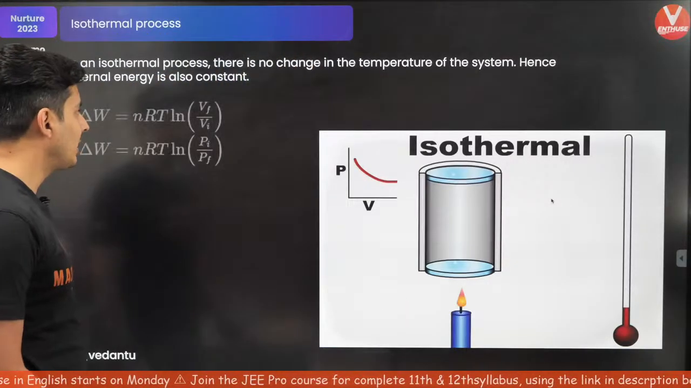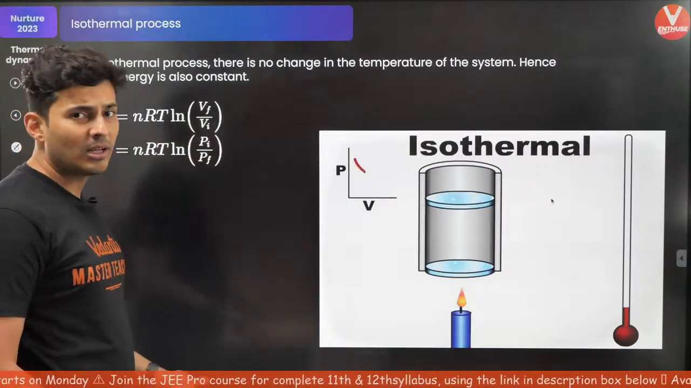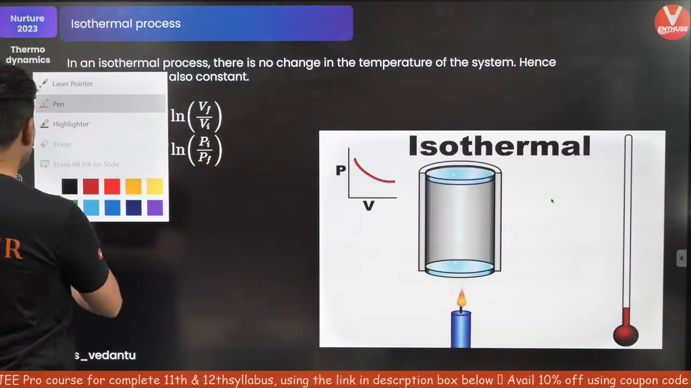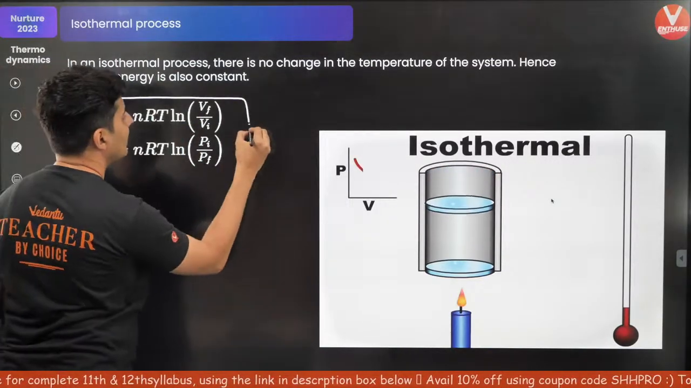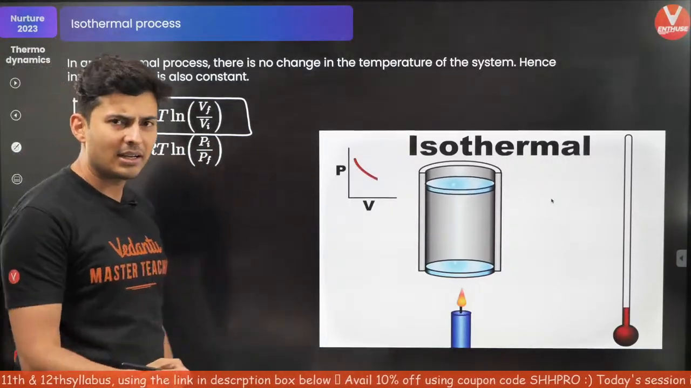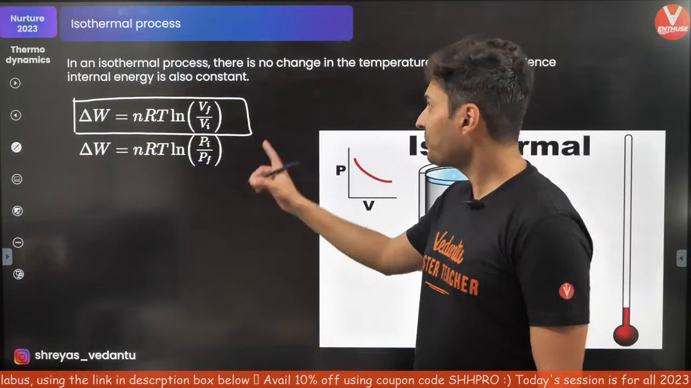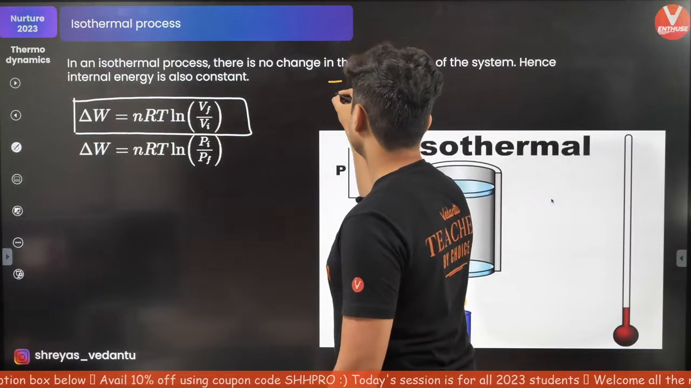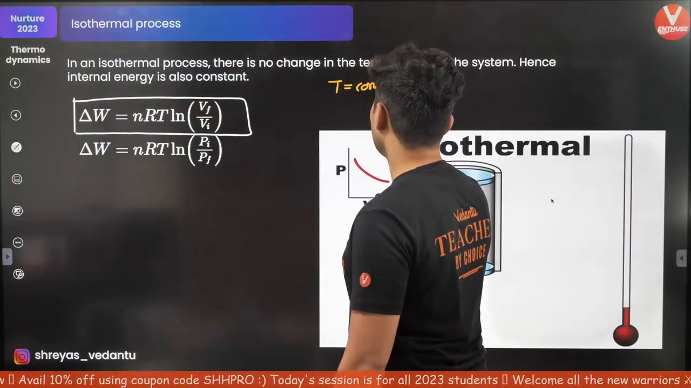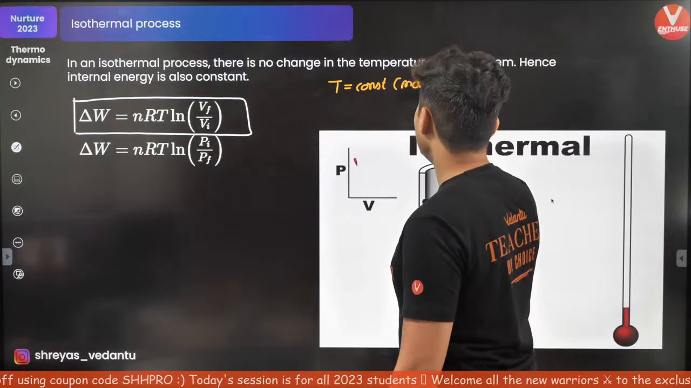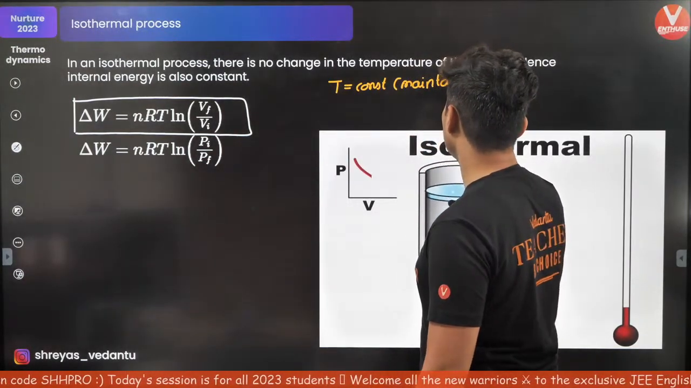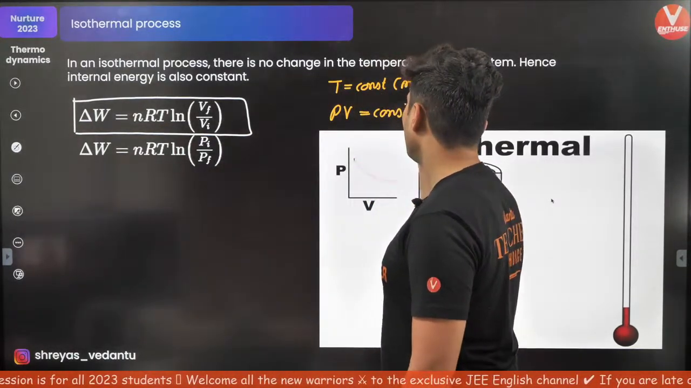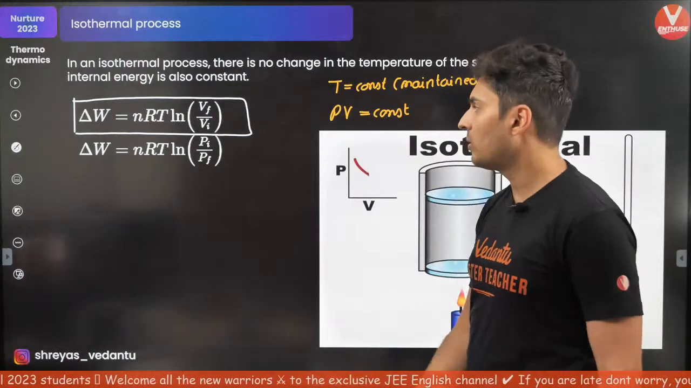So you try to maintain the temperature, and the work done for an isothermal process will be nRT ln V2 by V1. Very, very important formula. I'll just box one of them. nRT log V2 by V1. You should remember it. You would have studied this back in chemistry. Isothermal process, obviously, what will be constant? Temperature. Rather, I would say or use the word maintained. Somehow you maintain it. And if temperature is constant, P into V will also be a constant. Pressure into volume will be a constant.